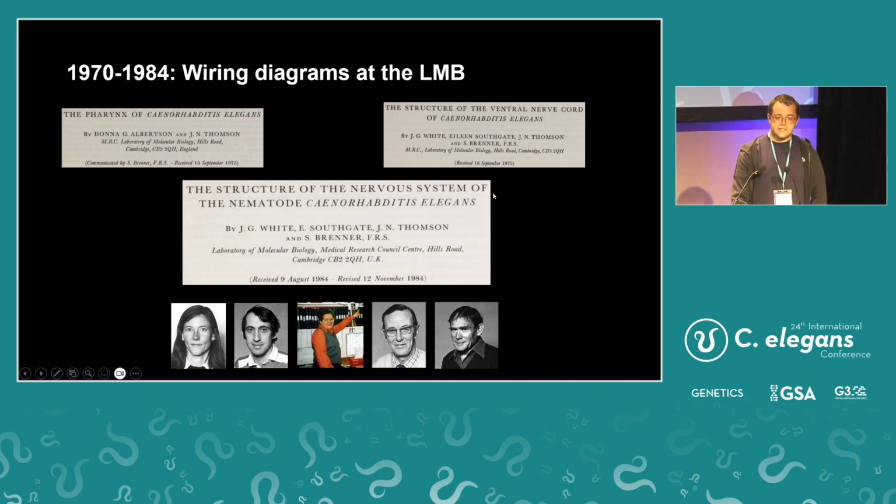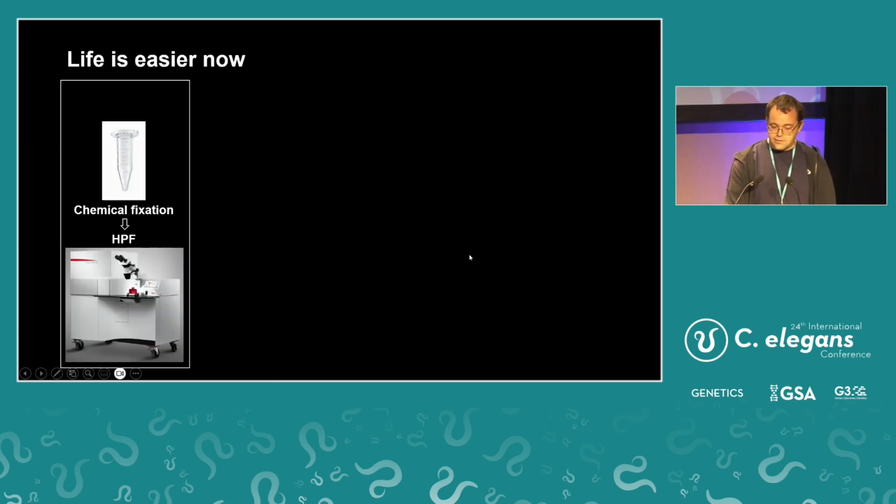So back in the 70s and 80s, I think most people know the story. John White and colleagues spent 15 years mapping the mind of a worm in a really backbreaking, manual, labor-intensive process. And it's formed the foundation of C. elegans neuroscience. But everything's much easier now.